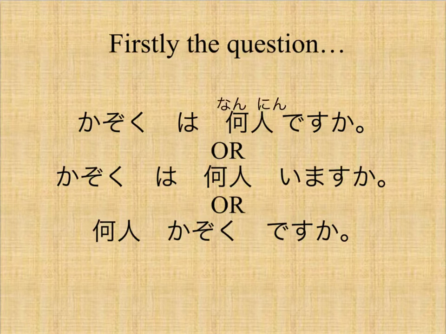The 2 kanji you can see in each question are nan, for what, and nin. Nan, nin. Nin is for people. Put them together and you have the question, how many people, what people. The pronunciation for the first question is kazoku wa nan nin desu ka? In your family, how many people?